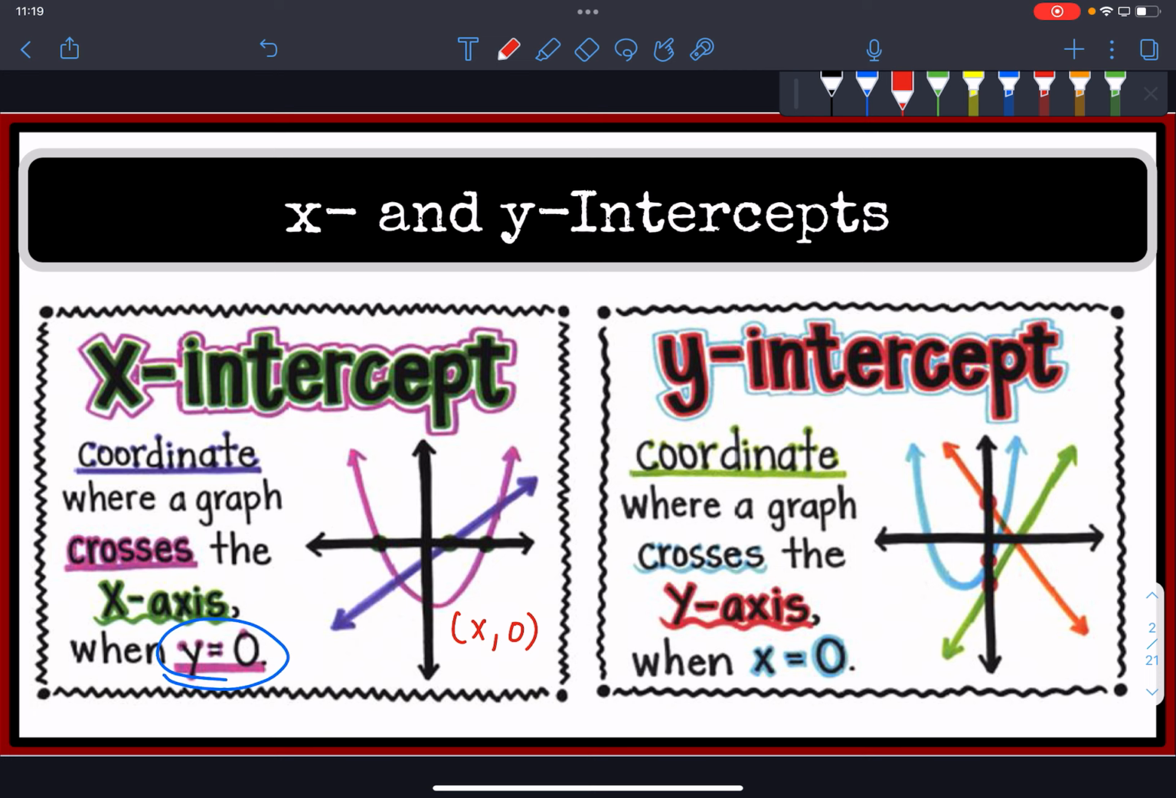Similarly, the y-intercept is going to be the coordinate on the graph that crosses the y-axis. This occurs when x is equal to 0. So that means the format for this coordinate will be where x is going to be the value of 0, and the y is going to be whatever this y coordinate value is. So they have this format for the y-intercept.